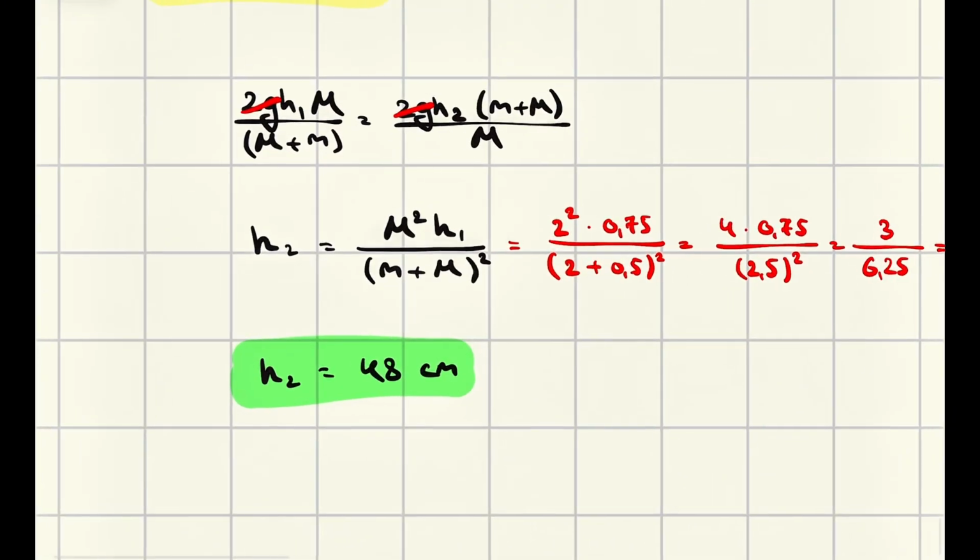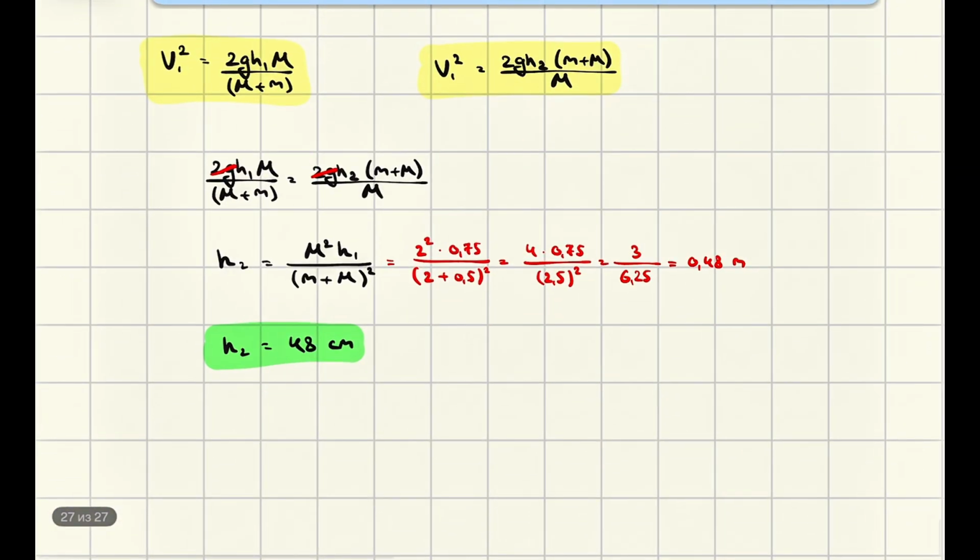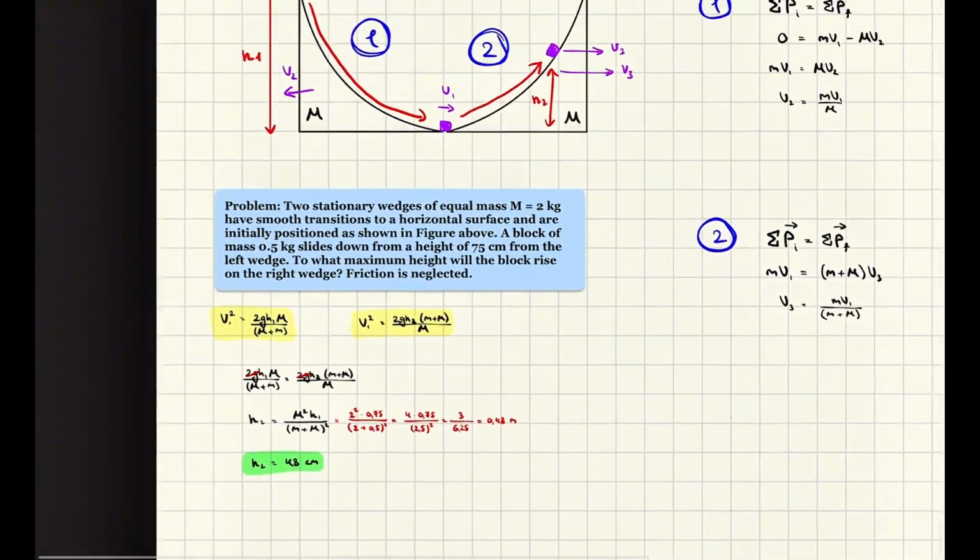And that would be, logically, as we have said, this second height has to be lower than the first one, and it is lower than the first one. 48 centimeters, the first one is 75 centimeters, and it works.